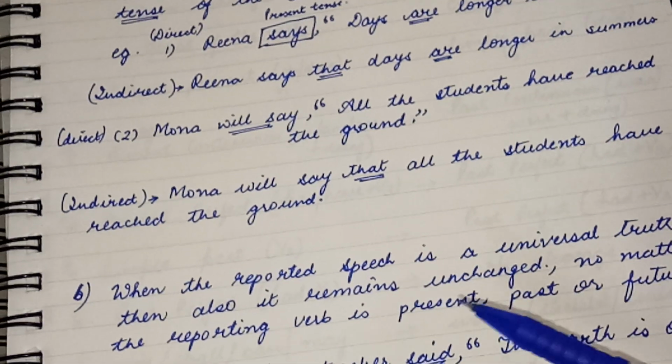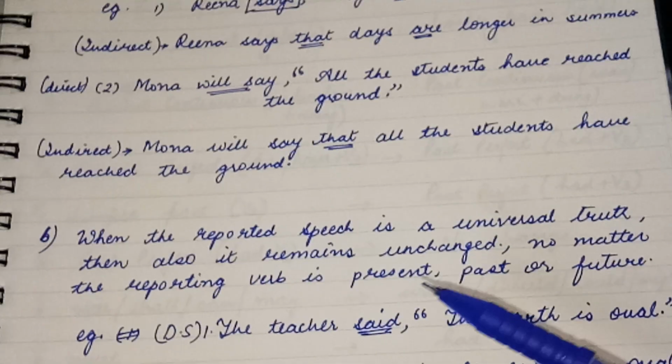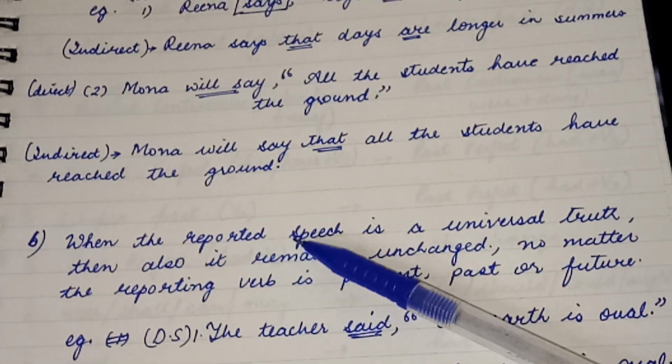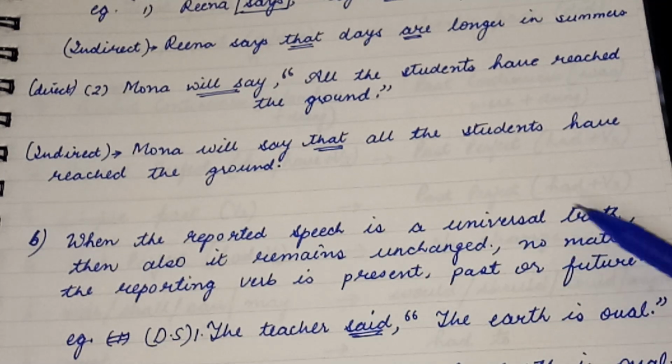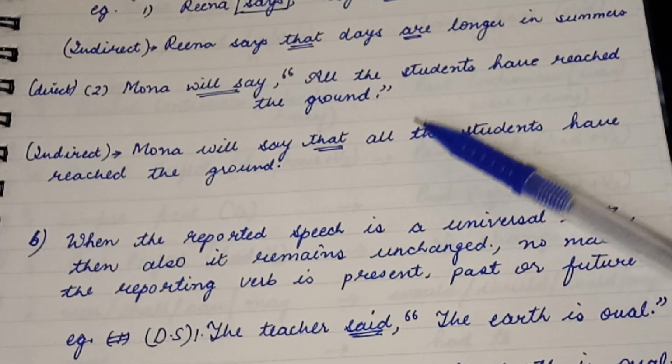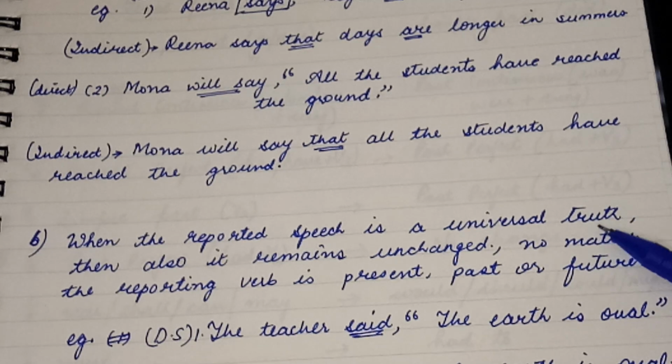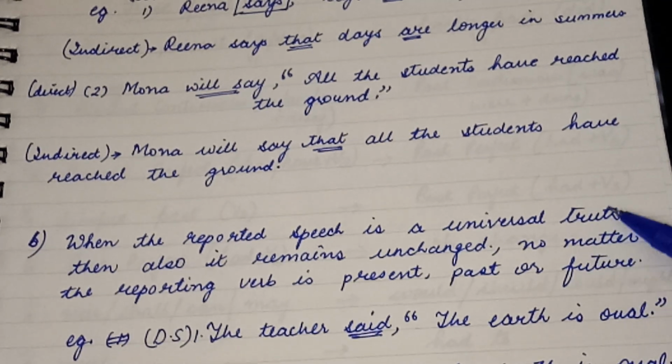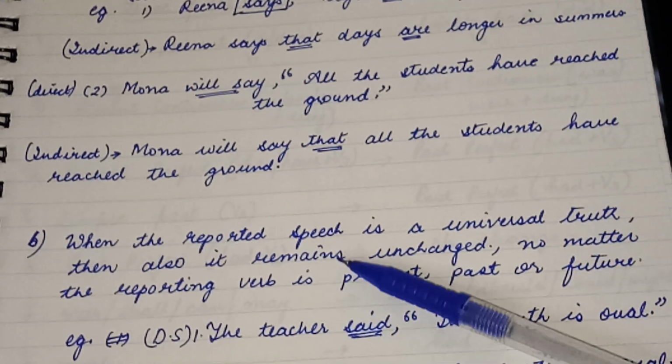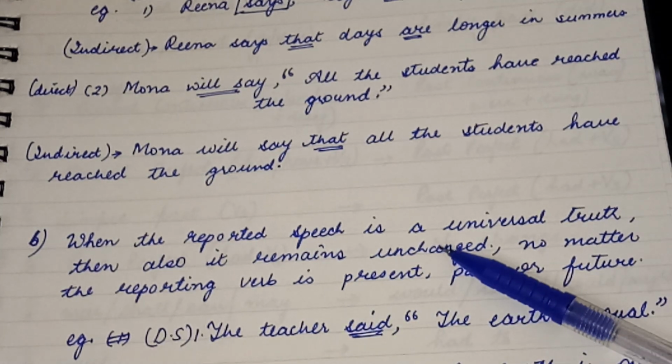Now, another thing regarding no change. When the reported speech is a universal truth, जो inverted commas के अंदर reported speech है, जब वो एक universal truth है, उसको कोई change ही नहीं कर सकता, then also it remains unchanged.